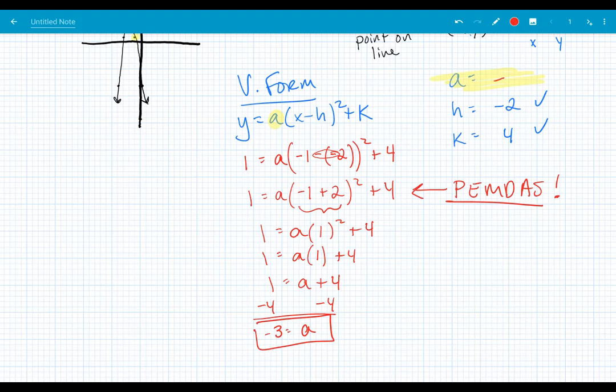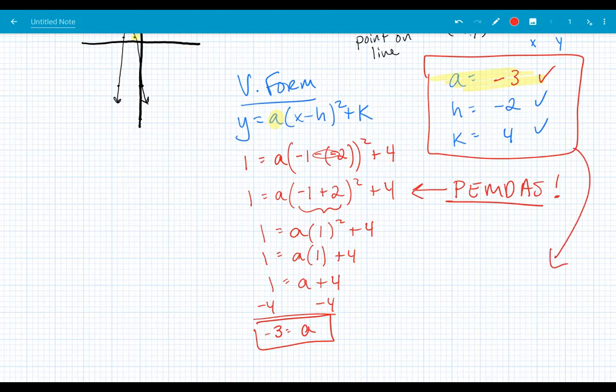So now I know that missing value. So using these 3 values now, let's write the original vertex form equation. So my final equation here is y is equal to negative 3 times x plus 2 squared plus 4. Vertex form.